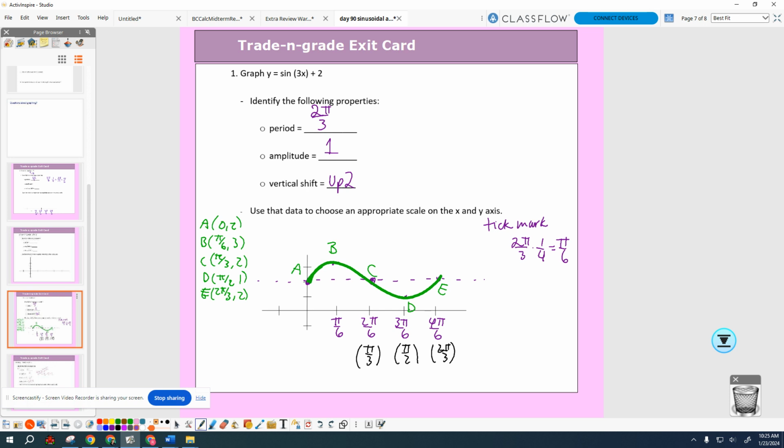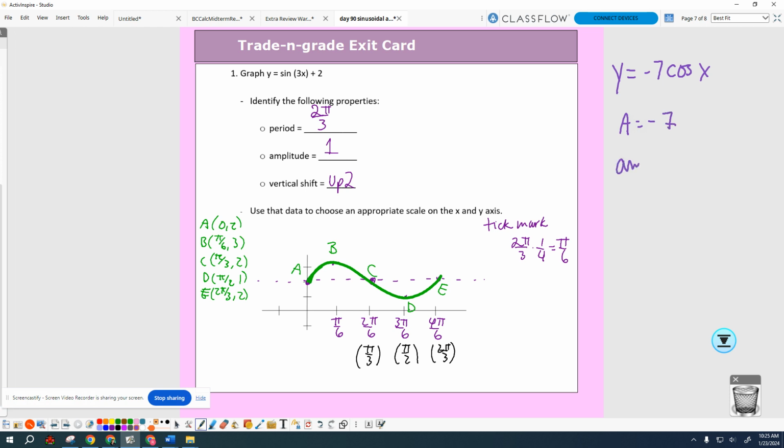I have a question. Yes. I sometimes get confused with A and amplitude. Pretty much A and amplitude are the same thing, with a small, teeny tiny difference. A is the number multiplying the trig function. So A is -7, technically. Amplitude is the absolute value of that.